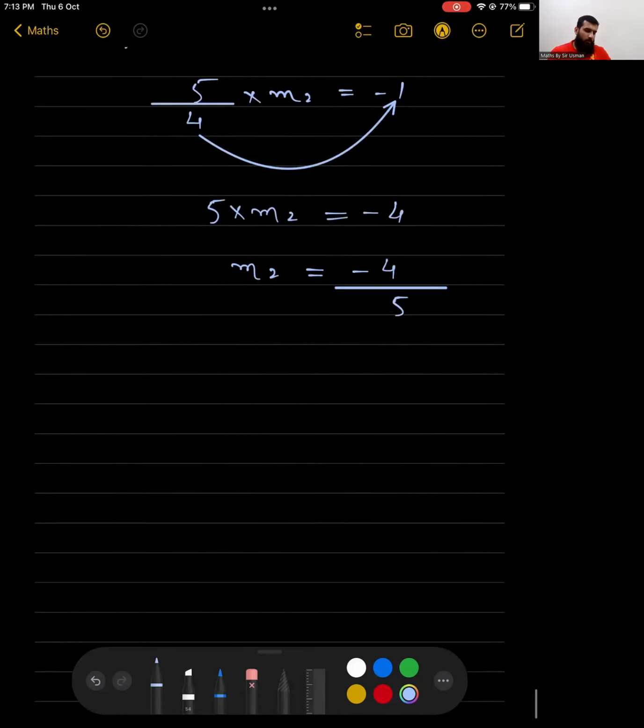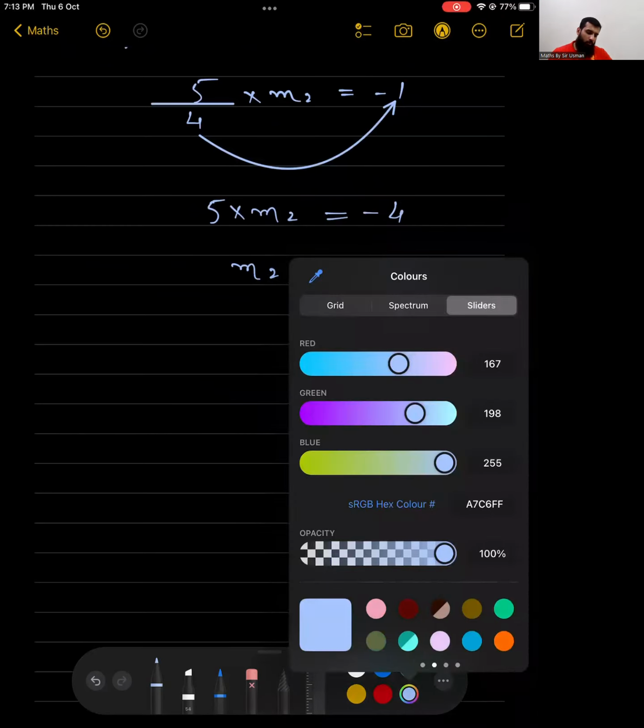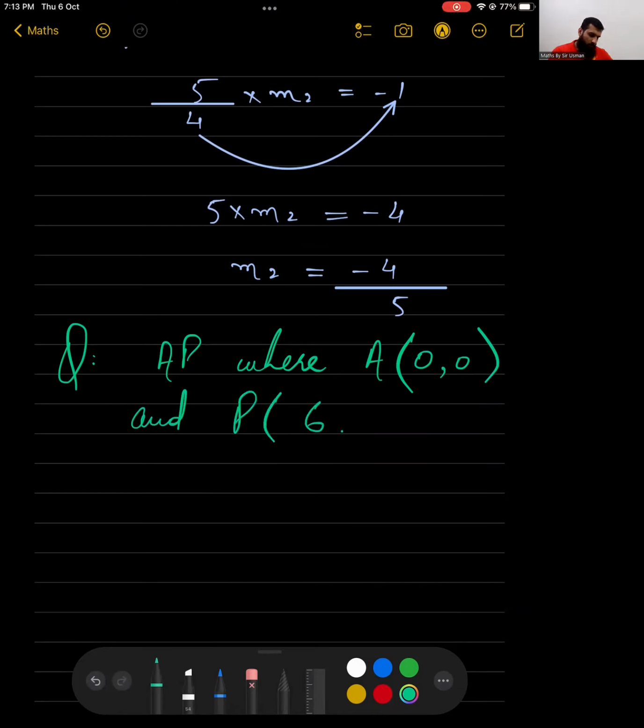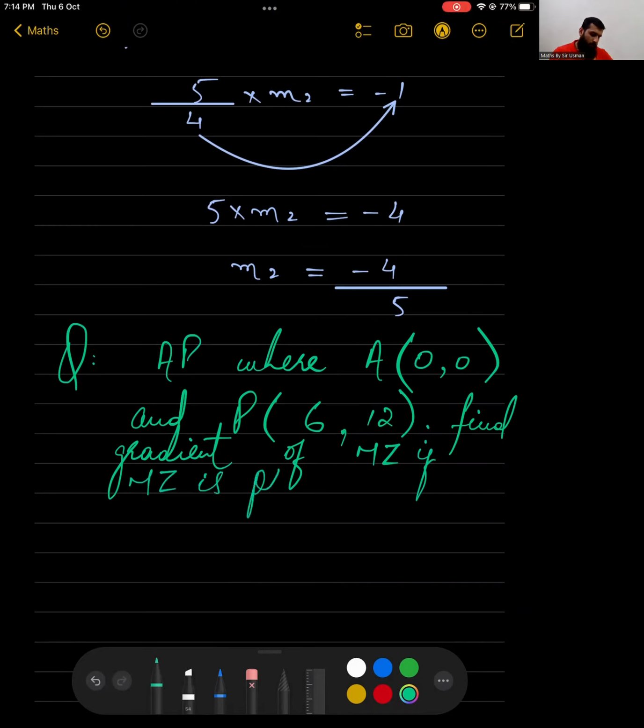Now I am giving you one last question of this type, then we'll move on to the other type of lines. So we have a line AP where A has been provided as (0, 0) and P is (6, 12). We need to find the gradient of MZ if MZ is perpendicular to AP.